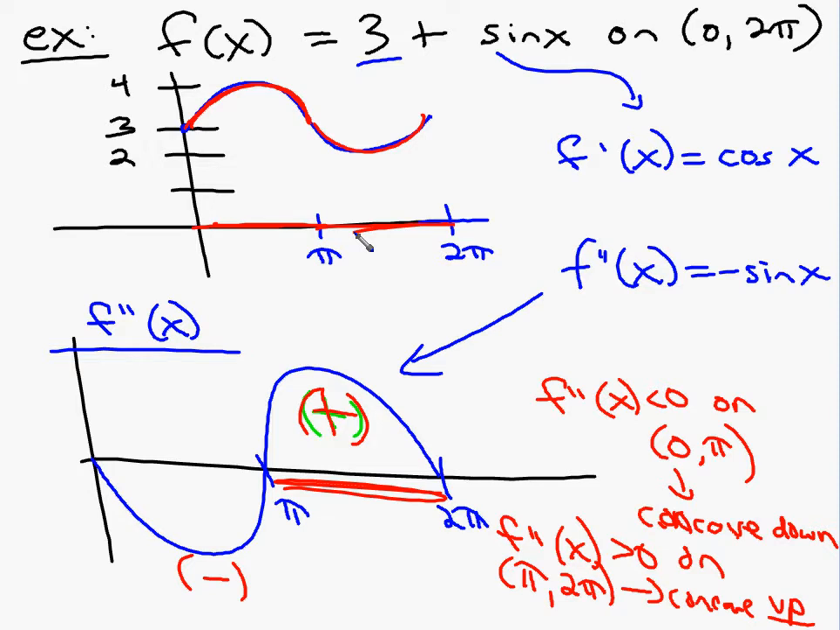Now, there's a special little place that we have not learned about yet, and I know you're excited to learn this. The place where the concavity changes. I need a pretty little color for this new thing. This place right here, where the concavity changes from concave down to concave up, is called a point of inflection.